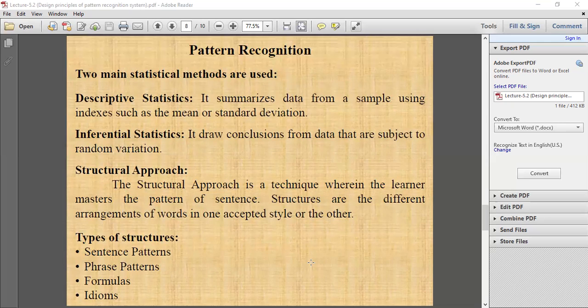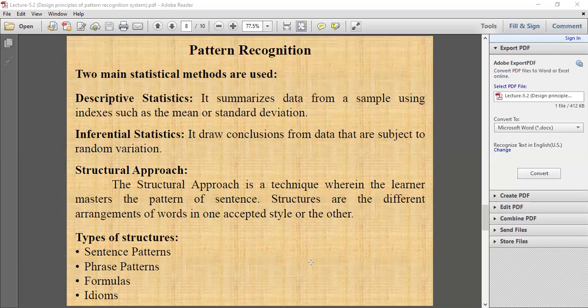Two main statistical methods are used: descriptive statistics and inferential statistics. Descriptive statistics summarizes data from a sample using indexes such as the mean or standard deviation. Inferential statistics draws conclusions from data subject to random variation.